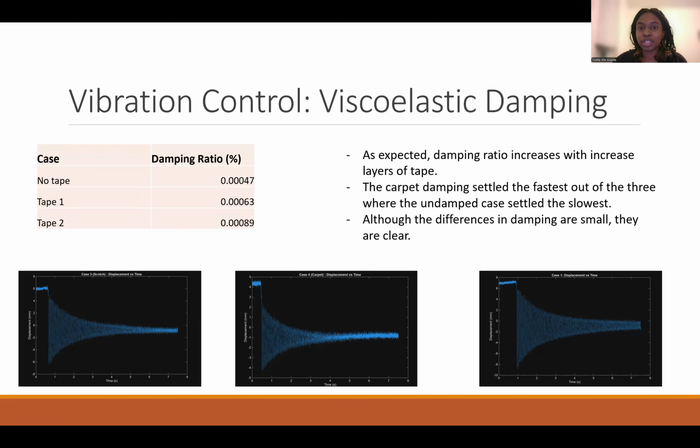As the damping increased with the layers of tape, the carpet tape case settled the fastest out of the three, where the undamped case settled the slowest. Although the differences in the damping ratios are small, you have 0.0047, 0.0063, 0.0089, the effects are very clear.